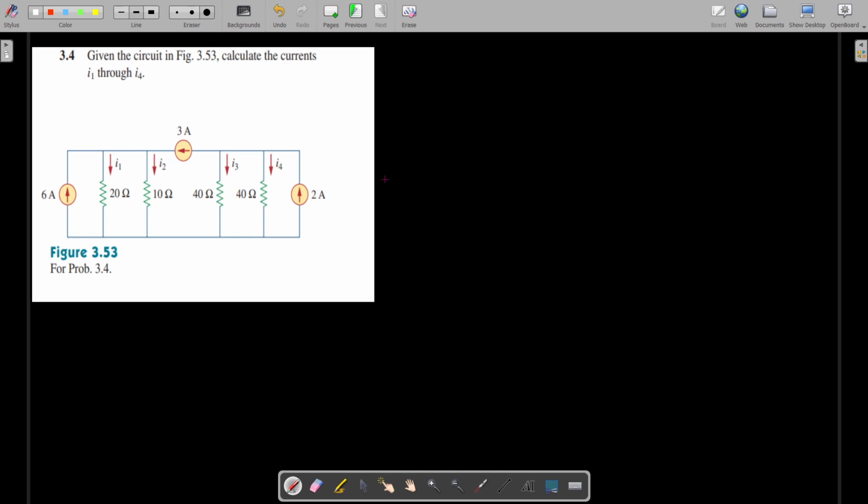So we are asked to calculate the currents I1 through I4. So this is the circuit given. By looking at this, we know that it comes under the category of nodal analysis, and we have to apply KCL in this case.